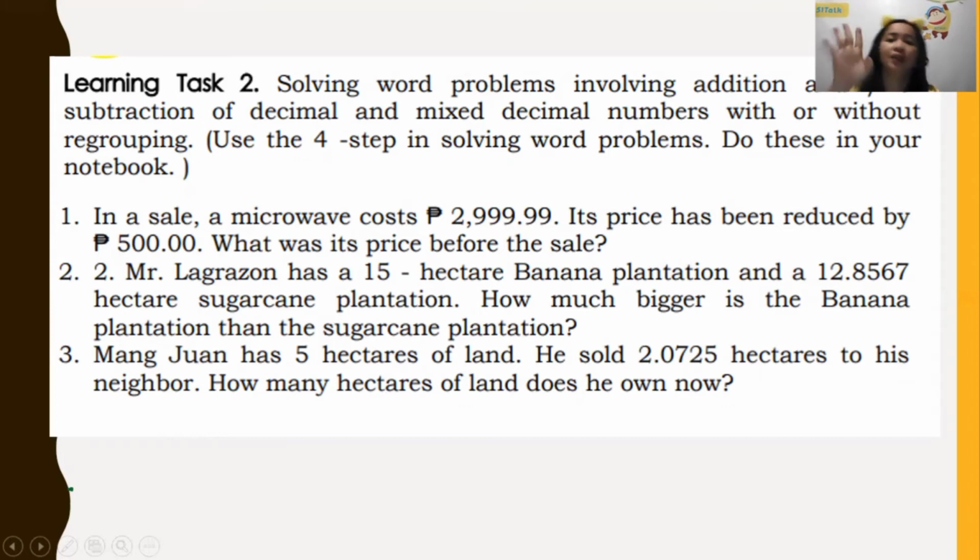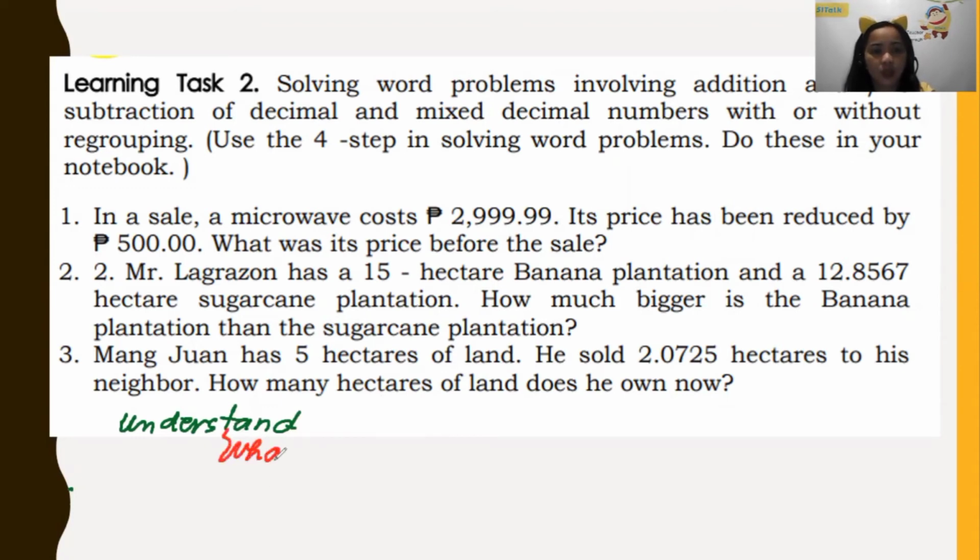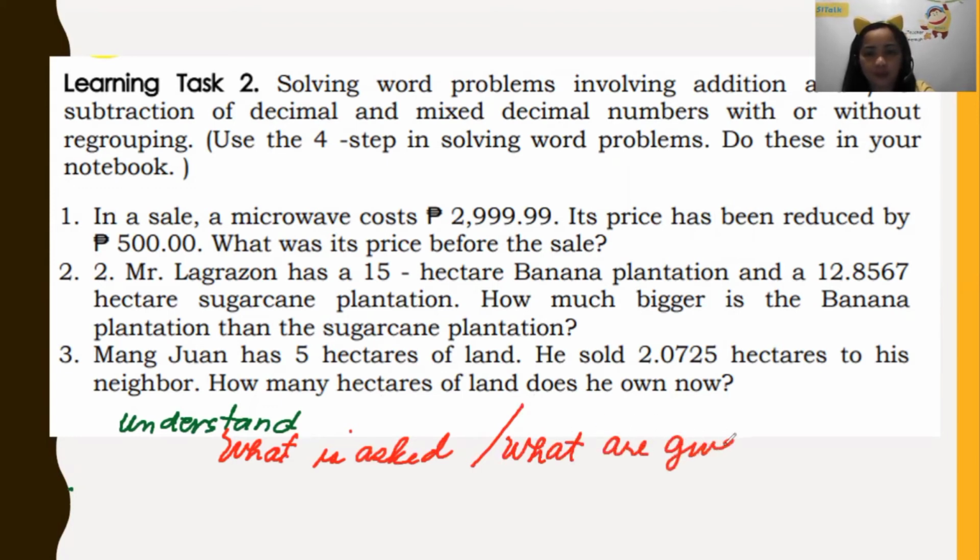So we have the 4 steps. What are the 4 steps in problem solving? We have understand. In understand, you answer what is asked and what are given. So that is step 1.